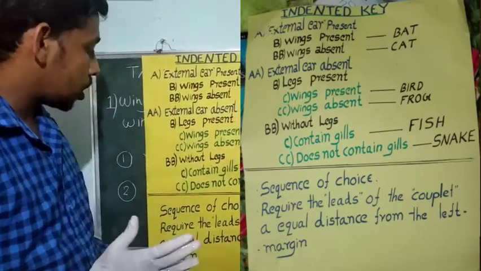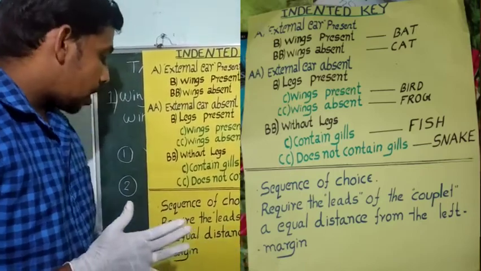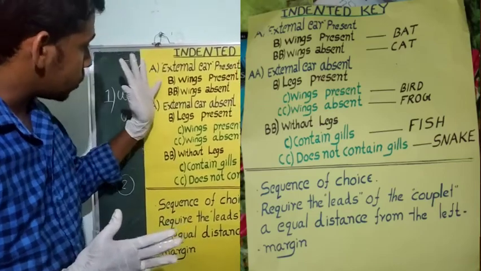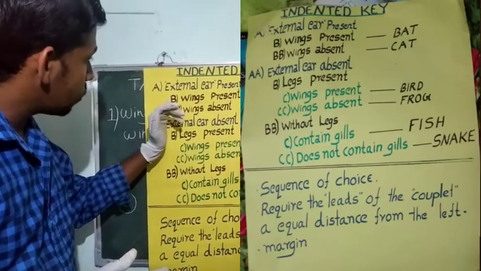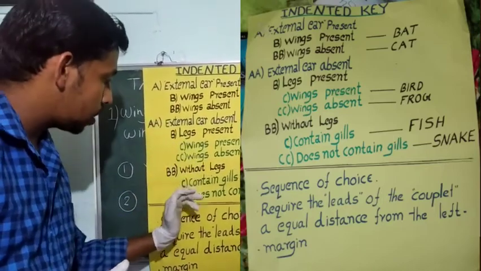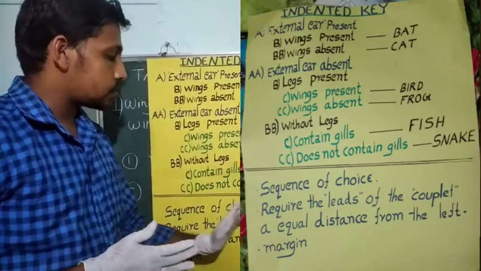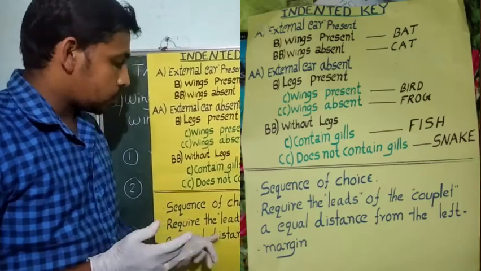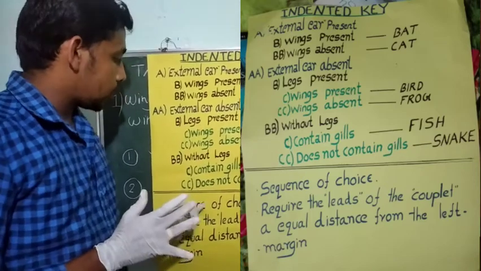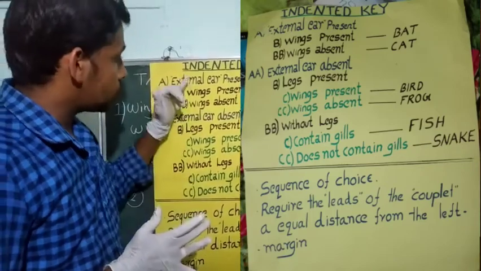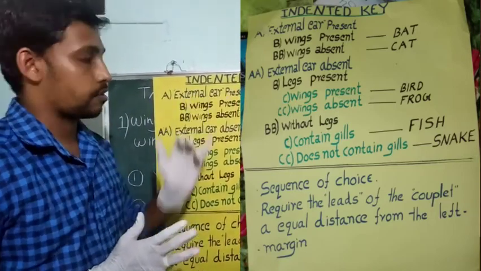It requires the leads of the couplet at an equal distance from the left margin. An equal distance from the left margin. Then the sequence of choice: it gives a sequence of choice in between these characters.